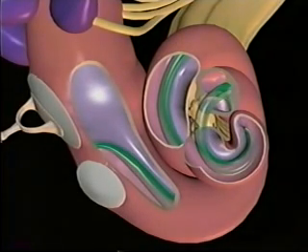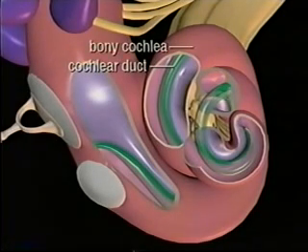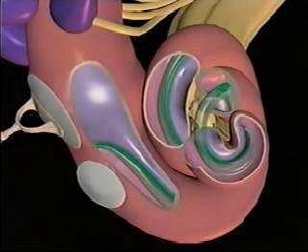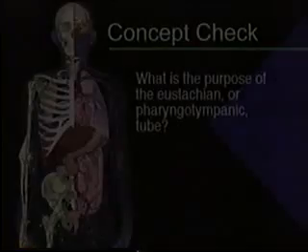Note that within the cochlea, the membranous labyrinth is known as the cochlear duct, and the bony labyrinth is known as the bony cochlea. Between the bony and membranous labyrinths flows the perilymph. Within the membranous labyrinth is fluid called endolymph.